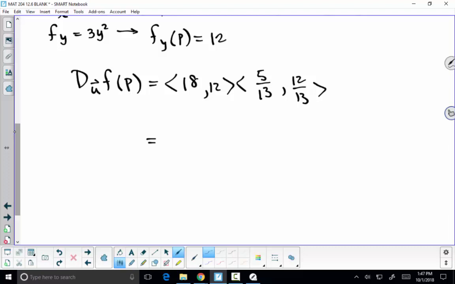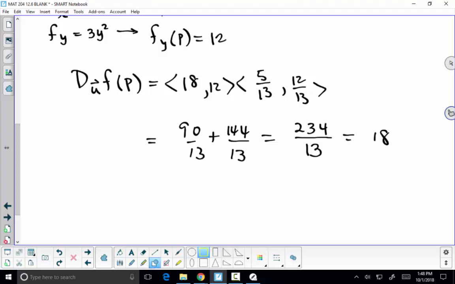Okay, everyone agree that that's a unit vector? So if we square and add, just double check that it's a unit vector. 25 plus 144 is 169. The square root of that's 13. So that's a unit vector. So we multiply across, so we get 90 over 13 plus 144 over 13 equals 234 over 13, which is equal to 18. So that is our rate of change in the direction of u. So it's positive. So we're going up.